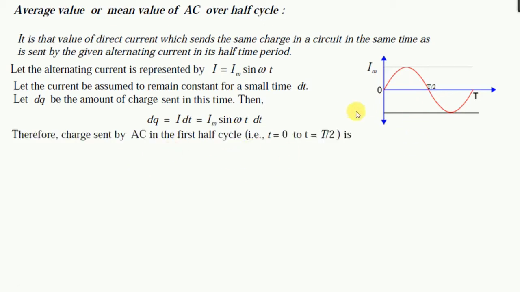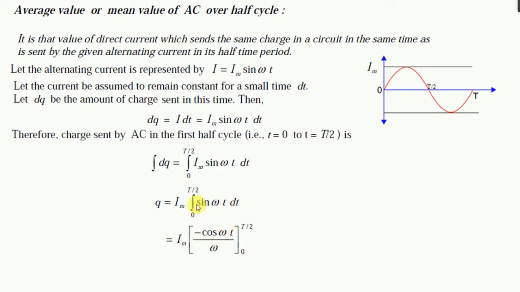Now if you want to find the charge sent by the current between time 0 to T by 2, that is half of the time period, we have to integrate the charge from 0 to T by 2. So now we are integrating, and integration of dq is q. Im is constant, that is the peak value, I am taking it out, and we have to integrate sin omega t dt. Now integration of sine is minus cos omega t, and this omega will come into the denominator. Now this is the final expression, and this is the limit of integration, 0 to T by 2.